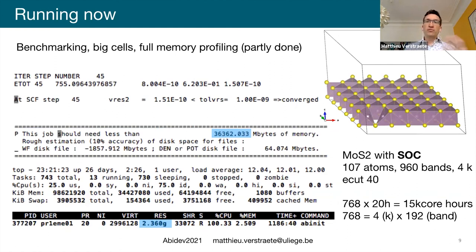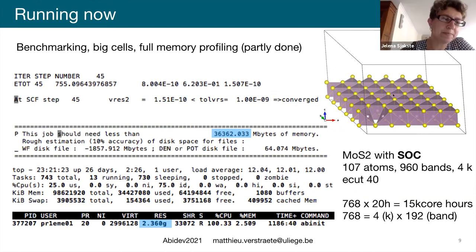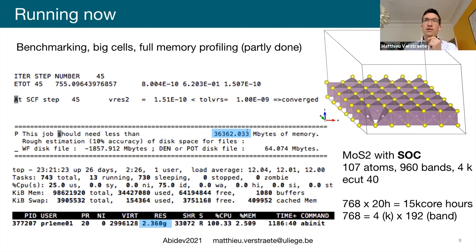Yesterday, one of my calculations on a much bigger system finally converged. This is a vacancy of sulfur in a molybdenum sulfide layer, 6x6 monolayer unit cells in the plane. And I just wanted to show you the screenshot because this is what Abinit thinks it needs, 36 gigabytes per core. And this is what it's actually using, 2.3 gigabytes per core.